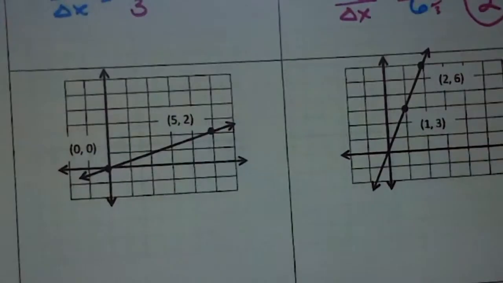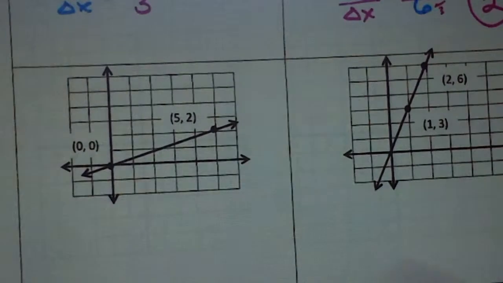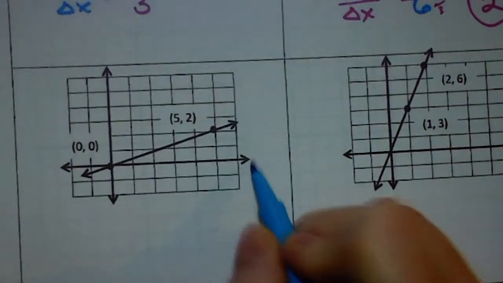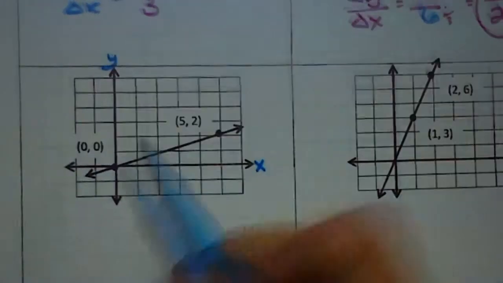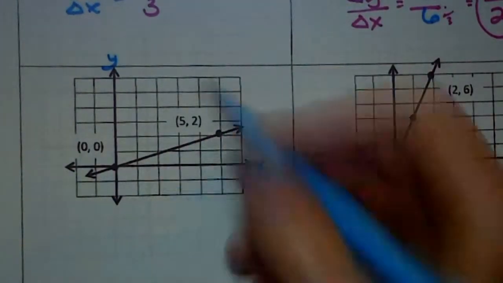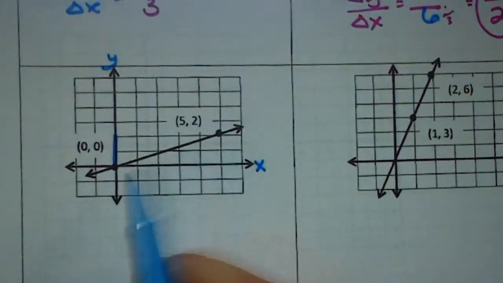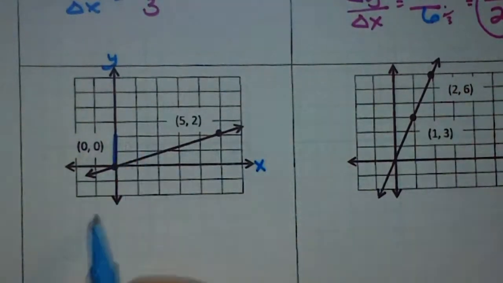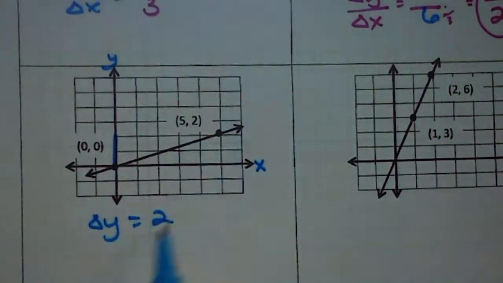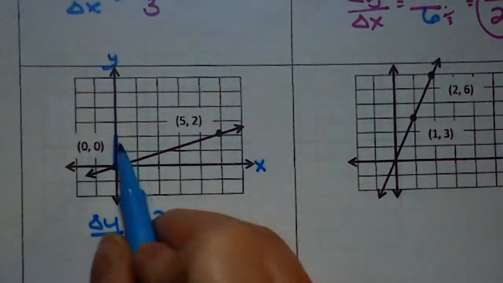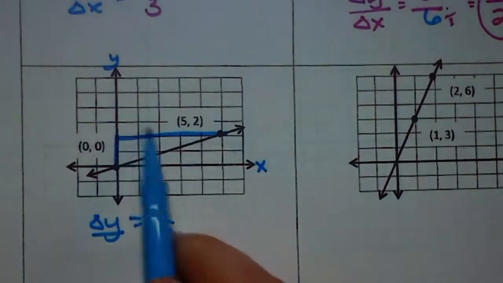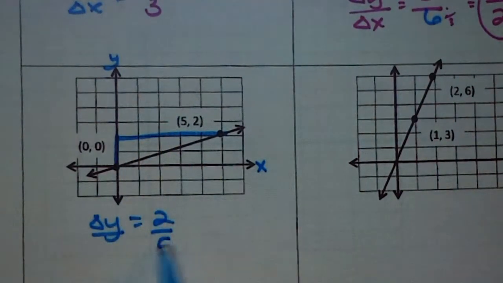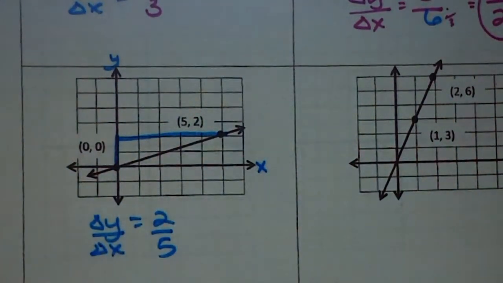I'm going from 0, 0 to 5, 2. I want to know my change in y over my change in x. Again, horizontal axis is x, vertical is the y. So to get from here to here, the vertical change first, it looks like we have to go up 2. So the change in y equals 2. Then my horizontal change to get from here to here would be, start here, 1, 2, 3, 4, 5. So change in x is 5.